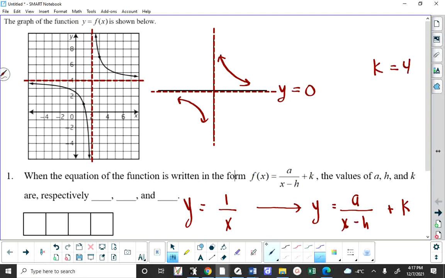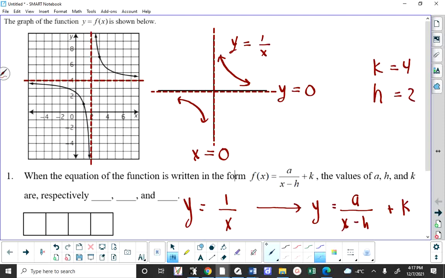Similarly, when we take a look at where the vertical asymptote is on the graph whose equation we're trying to find, that's this asymptote. This asymptote is at x equals 2, but the original asymptote before any translations occurred was x equals 0. So the only thing that makes sense here is we've shifted that entire graph, y equals 1 over x, 2 to the right, which means h is equal to 2.